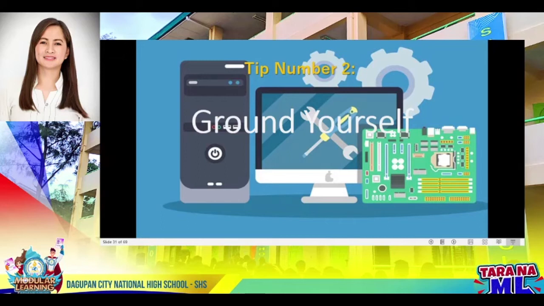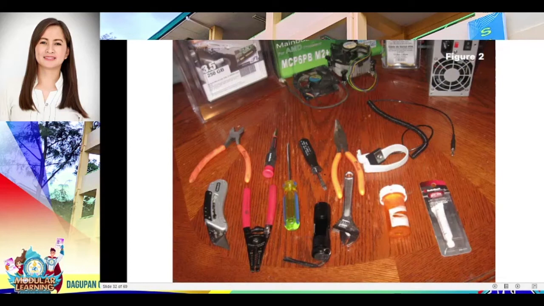Tip number 2, ground yourself. Put the grounding strap on your wrist and connect the other end to the computer case. If your strap is not equipped with a clip to hook to the case, find a place to wedge it against the metal. This will prevent any build-up of static electricity on your body from damaging the computer components. Take note that static electricity can ruin computer components. Always wear a grounding strap when handling any internal components.